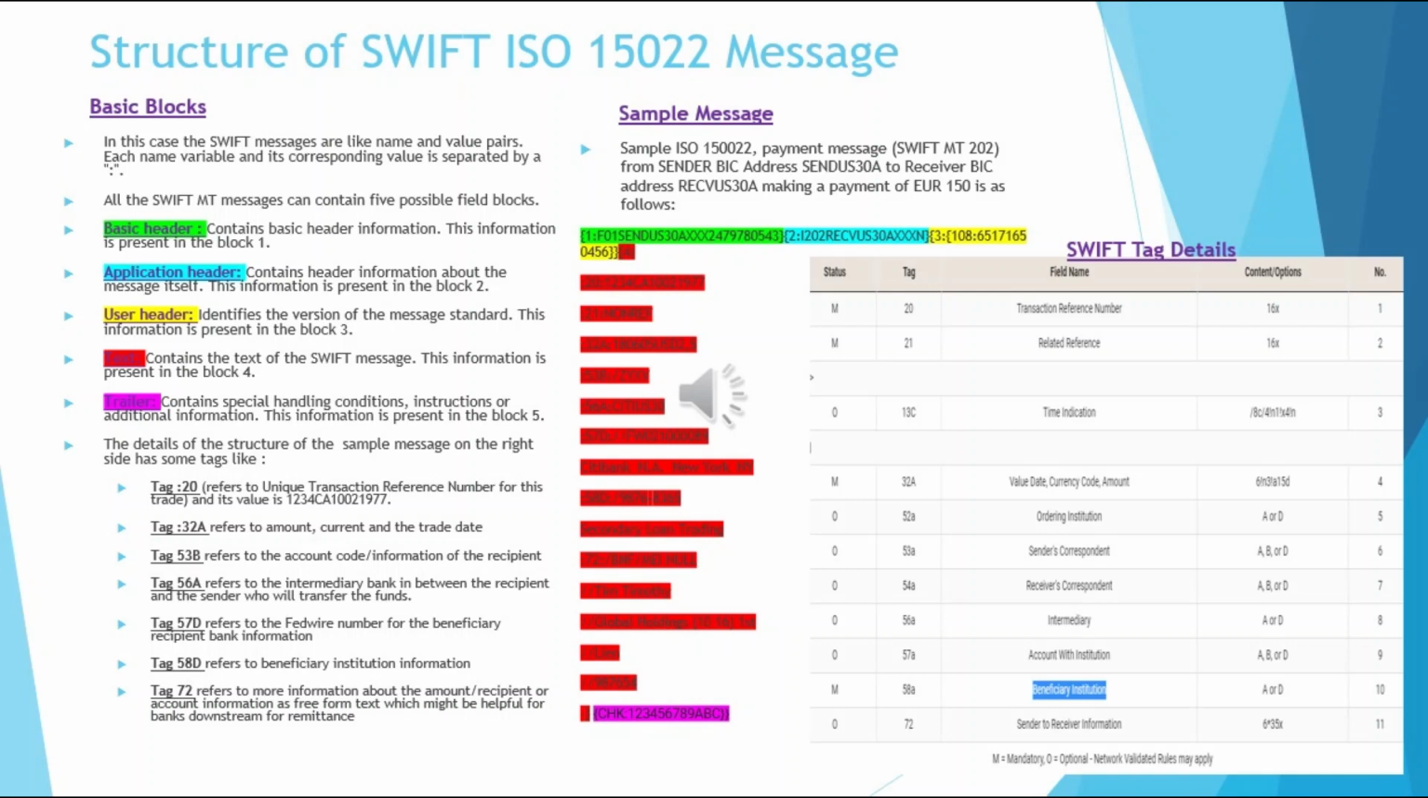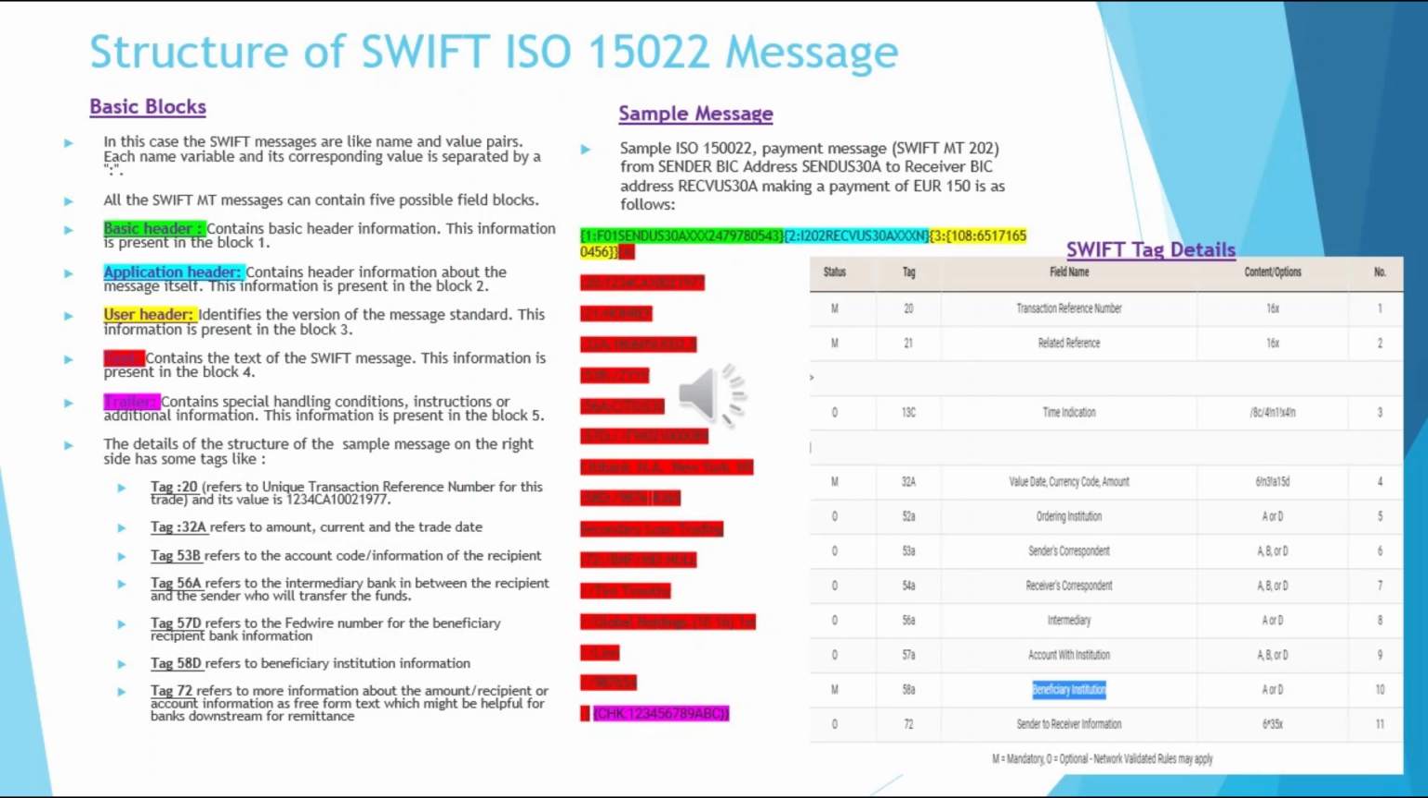Application header is the second block, in blue color. It contains the message type 202, which is a payments message in the 200 category, and it also contains the receiver BIC information. So that's the BIC that the receiver has to be mentioned with, which is RECBUS 30.